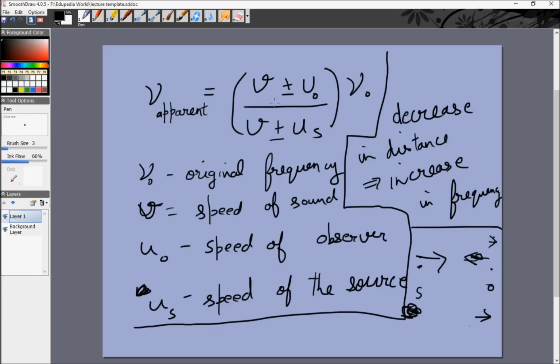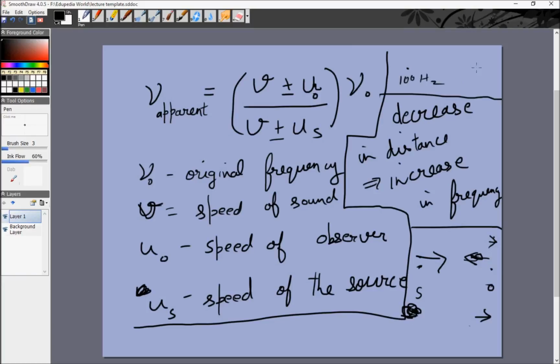The only thing I truly need to remember in this, personally for me, is that observer comes first and source comes second. All I need to know is the observer comes in the numerator and the source comes in the denominator, and the decrease in distance corresponds to increase in frequency, and after that I'm able to solve any Doppler effect question.